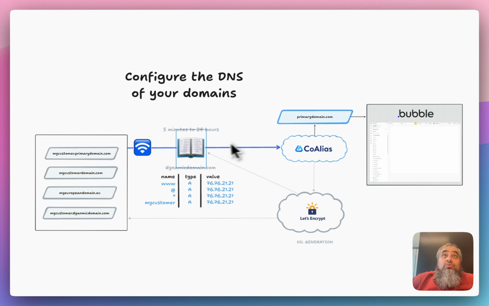Let's Encrypt also reads from the phone book, your DNS, and sees, hey, is there a DNS record? Is it valid? Yes, okay. And then it starts generating the SSL. That SSL is sent to CoAlias, and once the SSL works, the domains get a certificate, and you're able to securely visit those domains, and they will connect to CoAlias, and your app will work as expected.